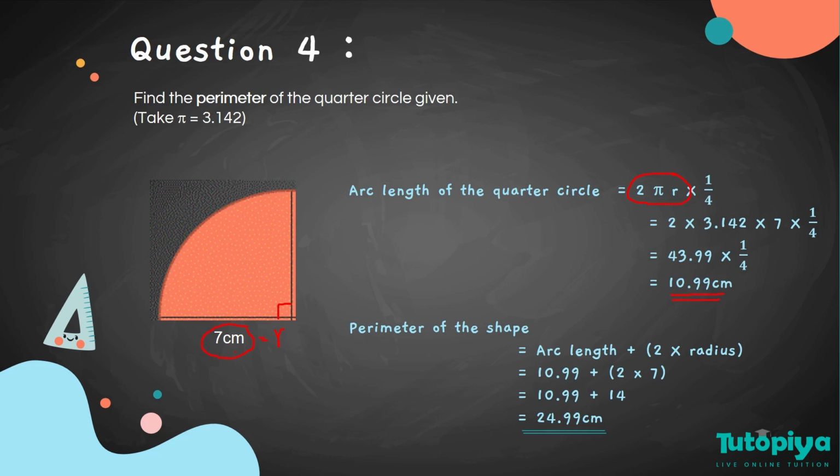Now looking at the question again, they have asked you for the perimeter, not the arc length. So you found the arc length now. You have the arc length as 10.99. Perimeter of the shape is equal to arc length plus we have radius, so we are going to add this part and this part. The arc length here is 10.99. So we have arc length 10.99 plus 7, that is 14. When you add 10.99 to 14, you get 24.99 centimeters, which is the perimeter of this quarter circle.